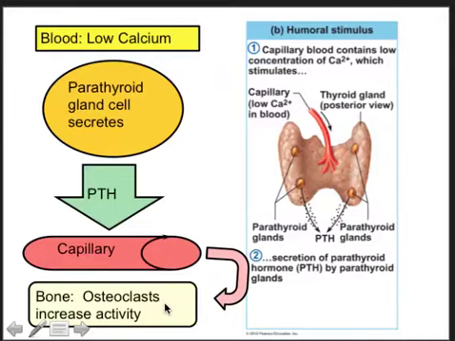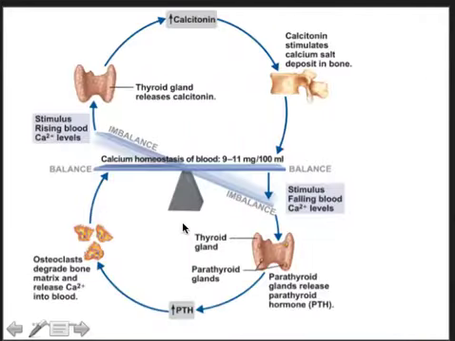Remember that the osteoclasts are the bone dissolving cells, and so what they do is they tear apart compact bone, releasing calcium into the bloodstream and elevating blood calcium. On the flip side, calcitonin is responsible for causing blood calcium levels to drop. That's secreted by the thyroid gland.